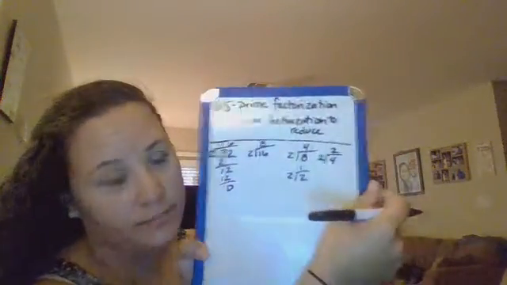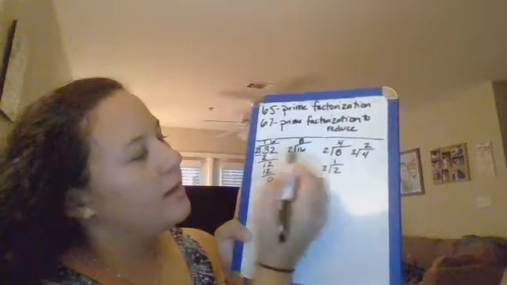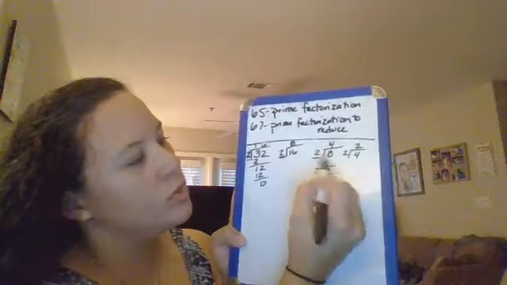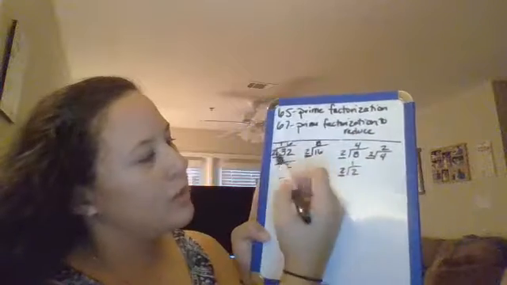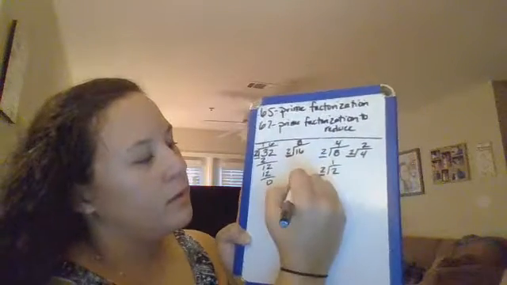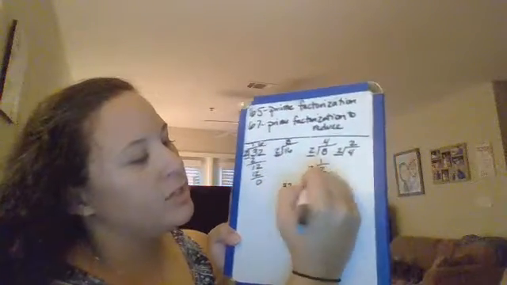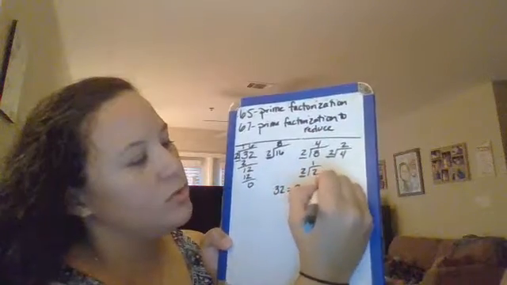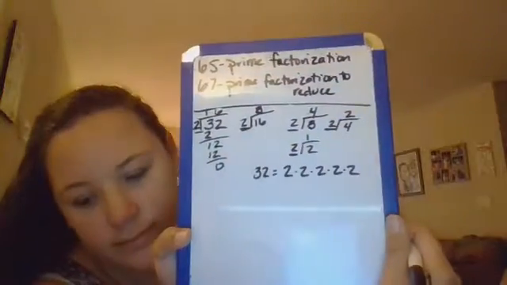So that's our final. So then we divided it by 2, 2, 2, 2, 2. So that's 1, 2, 3, 4, 5. So the prime factorization of 32 is 2 times 2 times 2 times 2 times 2, which will be our final answer.